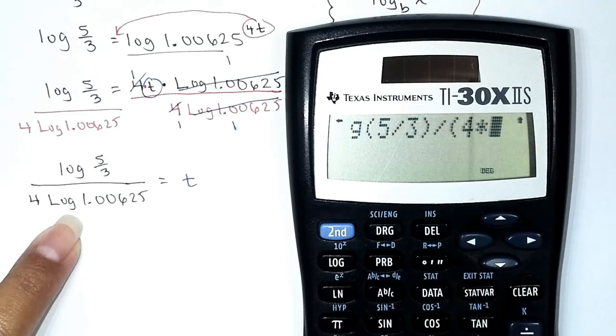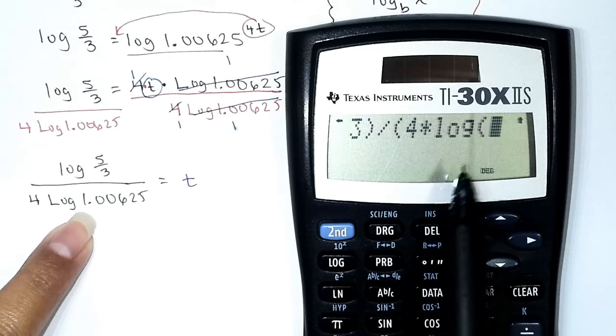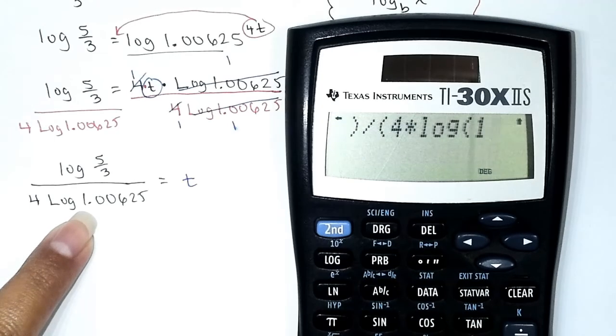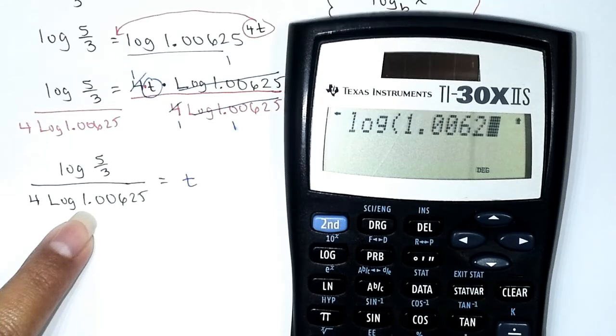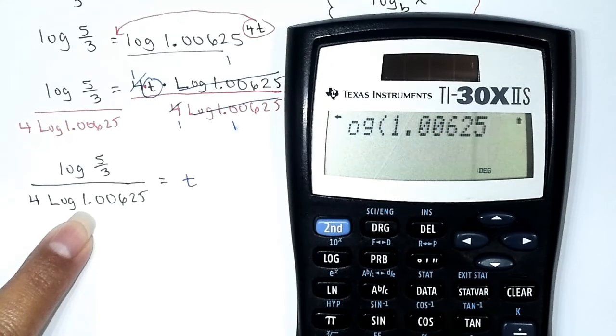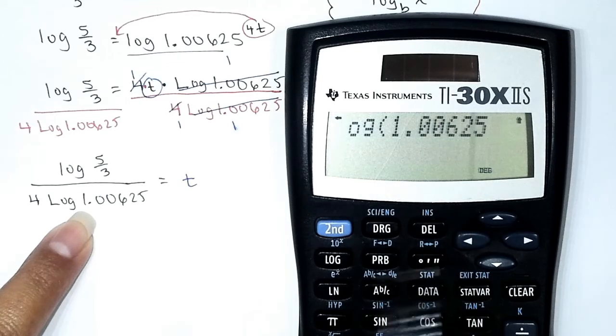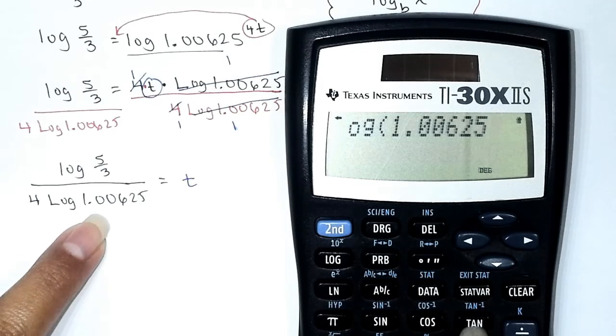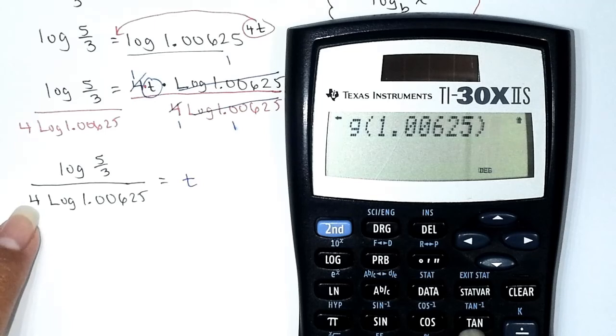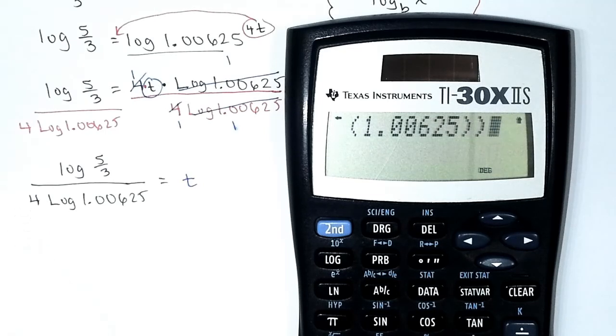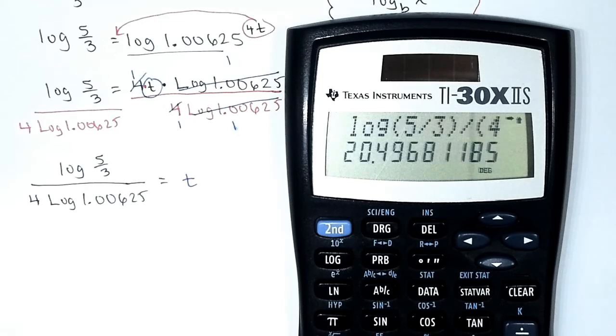Okay, 4 times the log. It opens the argument of 1.00625. Depending on your calculator model, you may see the entire expression, but as you can see in mine, you can. We're going to close the argument, and then close the denominator. So we had 2 open parentheses, we need 2 close parentheses. Hopefully, we punched it in correctly. And if you want to write down the calculator keystrokes on the side, be my guest. And that gives us about 20.5.